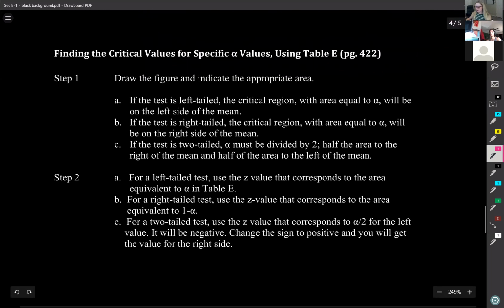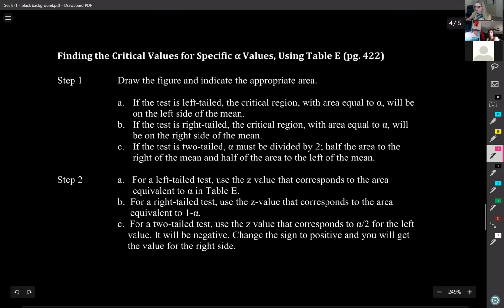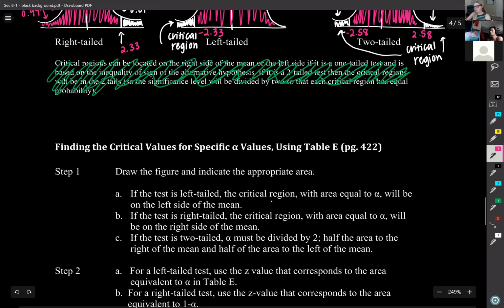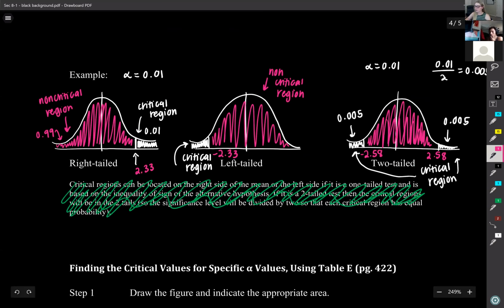Then step 2 says for a left-tailed test, use the z-value that corresponds to the area equivalent to alpha. If it's a right-tailed test, you have to do that trick we learned where you do 1 minus alpha. For a two-tailed test, use the z-value that corresponds to alpha over 2. The left one will be negative, and then change the sign so the right one is positive. These are just steps in case you forget how we've done this or need a refresher. But like I said, you probably won't have to go through finding these values.